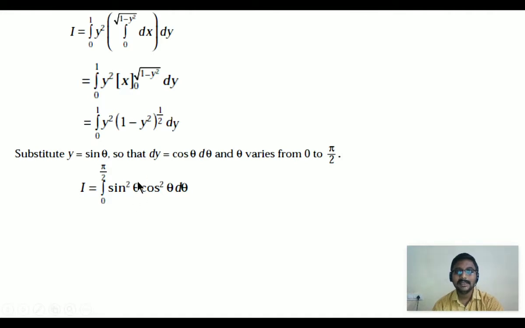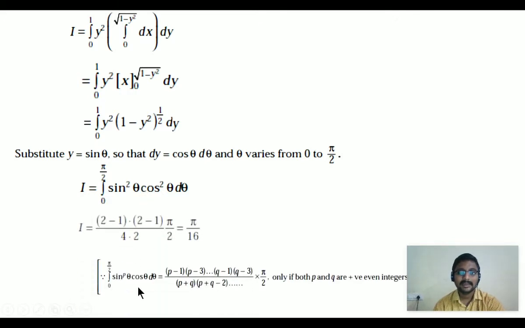Now this integral can be solved by using the known formula. The formula is integral 0 to pi by 2 sin power p theta into cos power q theta d theta is equal to (p minus 1)(p minus 3) and so on, (q minus 1)(q minus 3) and so on, whole by (p plus q)(p plus q minus 2) into pi by 2, only when both p and q are positive integers. Here small q is missing, just note it down.